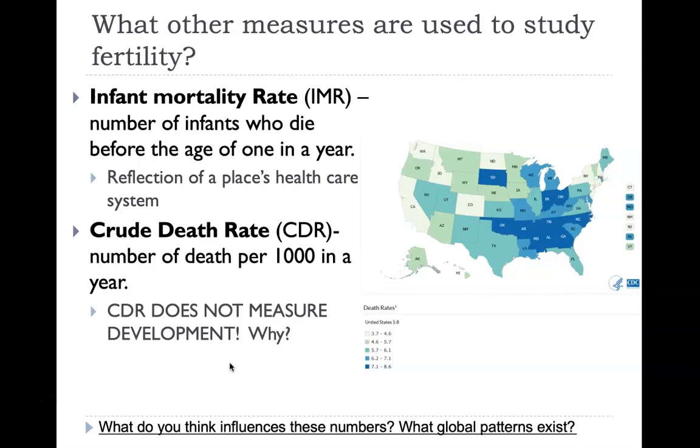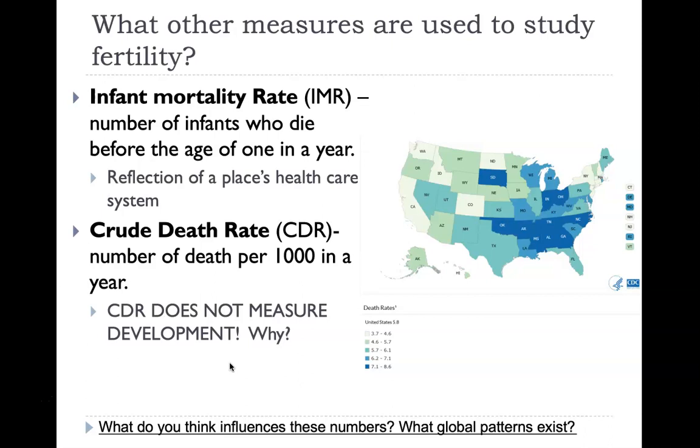This does not necessarily reflect neglect on a parent's part. It reflects the healthcare system that is in place. Because children who die before the age of 1, it's usually due to lack of medical care. It's not due to lack of calories or food. It's not due to neglect. It's mostly due to the ability to be treated, right, if you are an infant, for something like a fever or something along those lines, right?